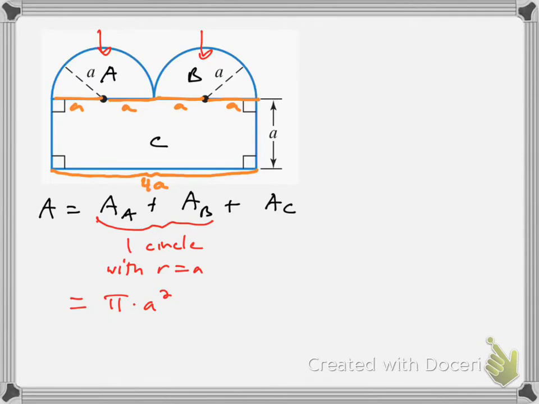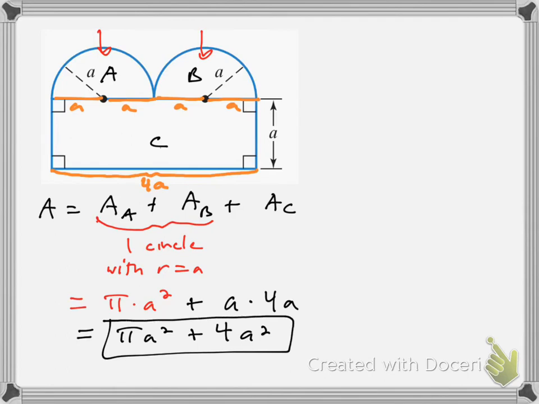Okay? And then I'm going to add the area of C, which is length times width, which is A times 4A, right? A times 4A. Take the length times the width. So this is pi A squared plus A times 4A is 4A squared. There it is. So that's the area of that written in terms of A.